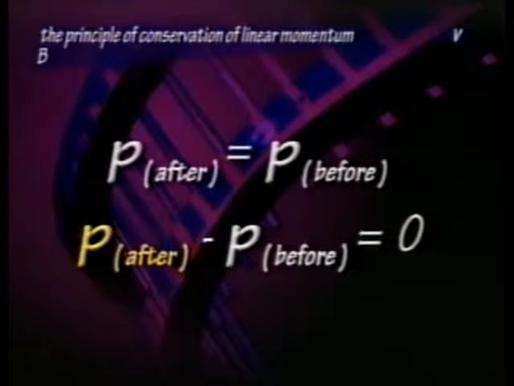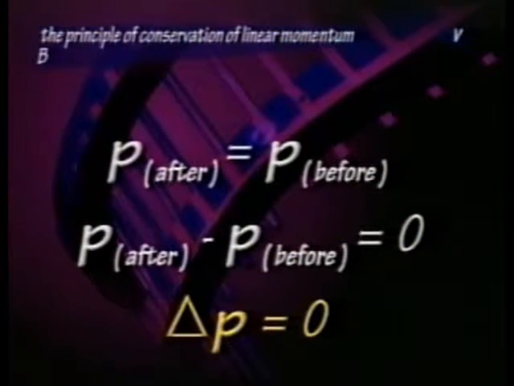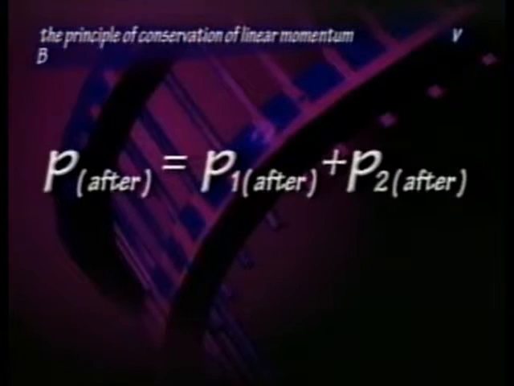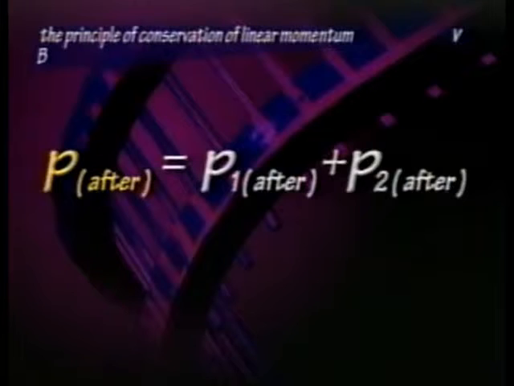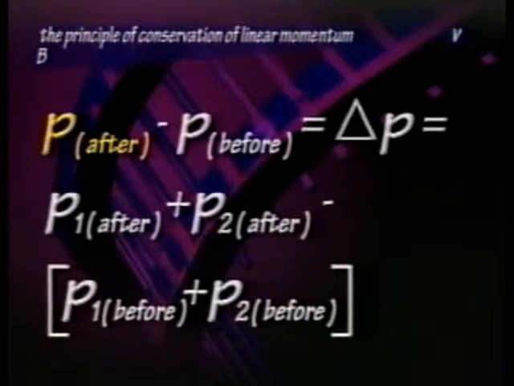And the total linear momentum after minus the total linear momentum before is always zero. That can be written as the change in momentum, delta p, equals 0. The momentum after is the sum of the particles' momentum after the collision, or p after equals p1 after plus p2 after. And the momentum before is the sum of the particles' momentum before the collision. So, when we take the difference between these two, we get p after minus p before equals the quantity p1 plus p2 after minus the quantity p1 plus p2 before.